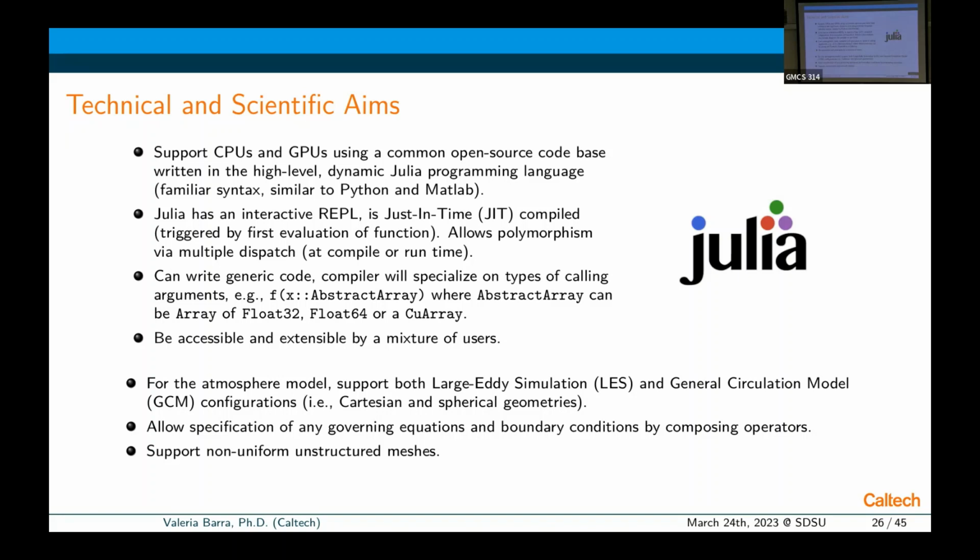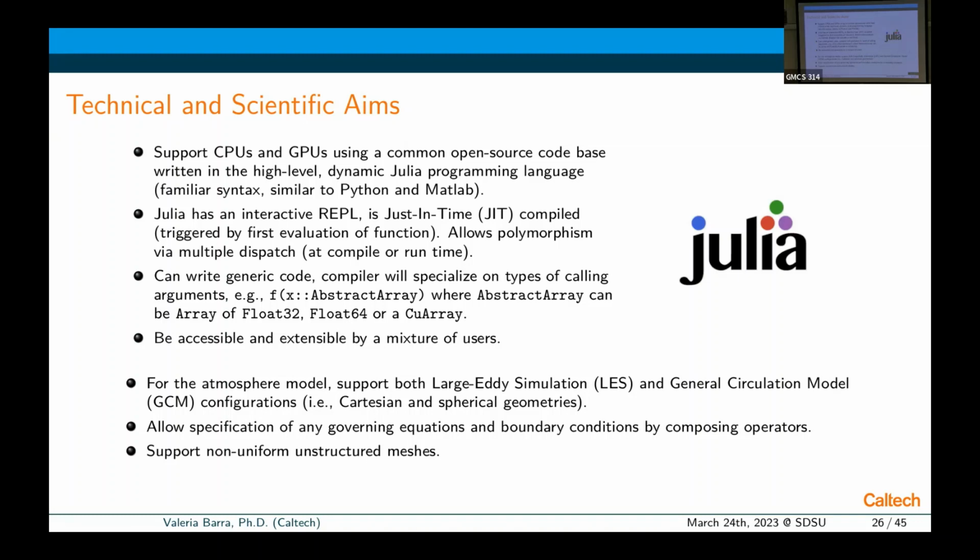Julia allows polymorphism, but in a very different way from, for instance, other languages that you might be familiar with, like object-oriented C++. Julia allows polymorphism via what they call multiple dispatch. And this dispatch can run at compile time or runtime, and it will specialize on the type of the calling argument.